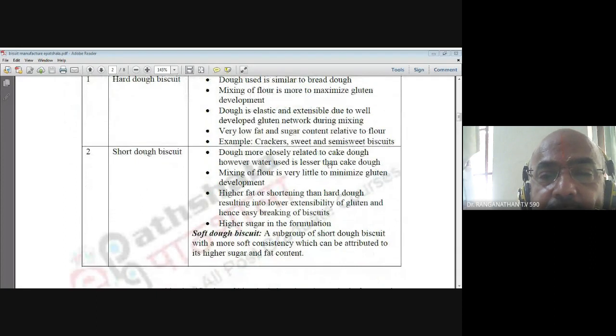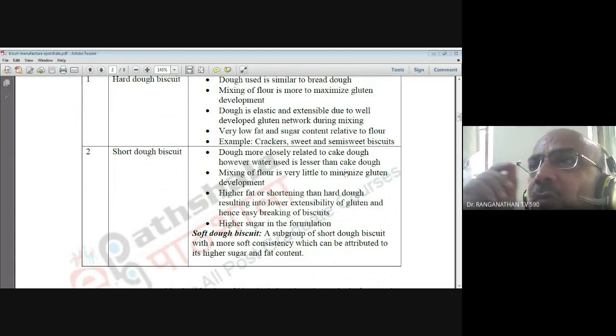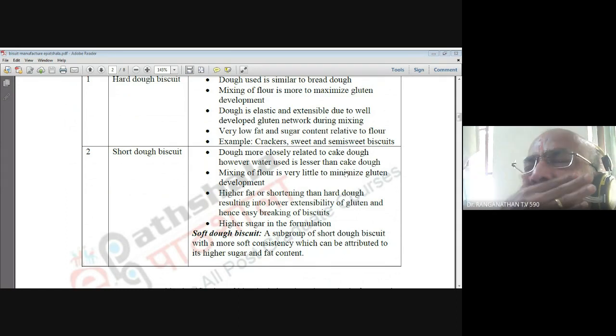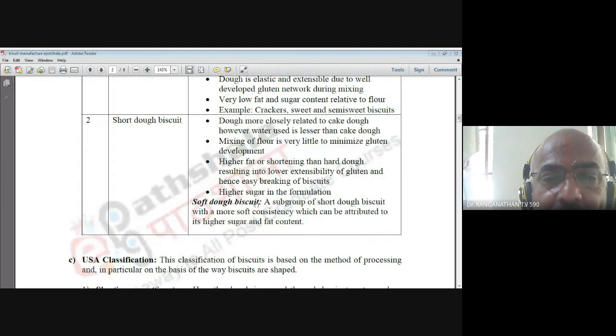Short dough biscuits are those which are most related to cake dough. We'll see shortly what a cake dough is. That is, it has a high amount of fat and sugar. The fat and sugar are first creamed, and then the flour is added. Now, in the case of a short dough biscuit, gluten development is prevented. So, I think this is what I already told.